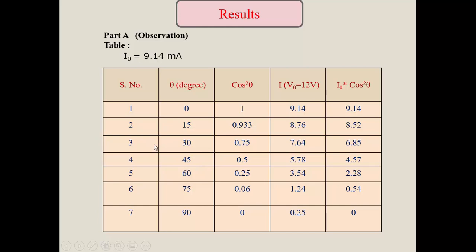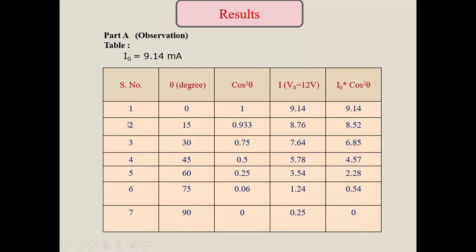So initially suppose my polarizer and analyzer are parallel to each other. That means the angle between the polarizer and analyzer is 0 degree. Then of course the maximum light will be transmitted on the LDR, and I'll see the maximum current. Suppose this is the current which I read.